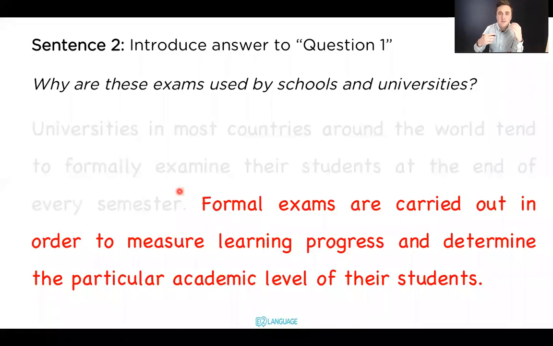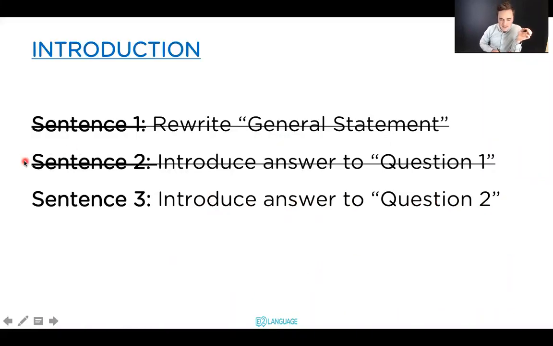There are many, many different possible answers. This was mine. Somebody talked about they're efficient and they're cheap. That's fine. You can do that too. Carry on with your line of thinking. We've written the second sentence of our introduction and it's good. Now let's write the third sentence.